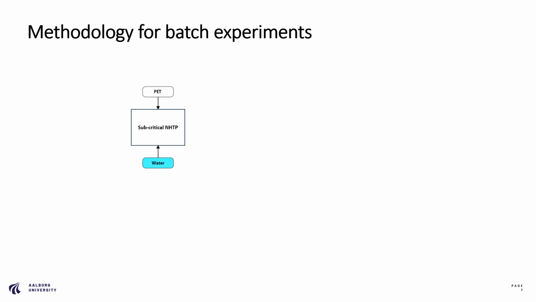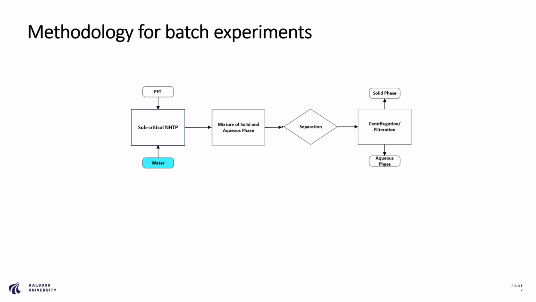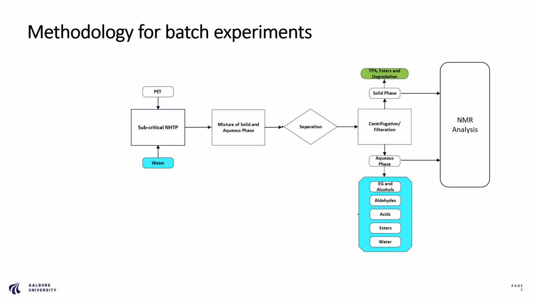To investigate this, we designed batch experiments. We start by reacting PET and water under subcritical NHTP conditions. The resulting product is a mixture of solids and aqueous phase, which we separate by centrifugation and filtration. We then analyze both phases using NMR. In the solids, we find TPA, esters, and degradation products. In the aqueous phase, we detect EG, aldehydes, acids, esters, and water.